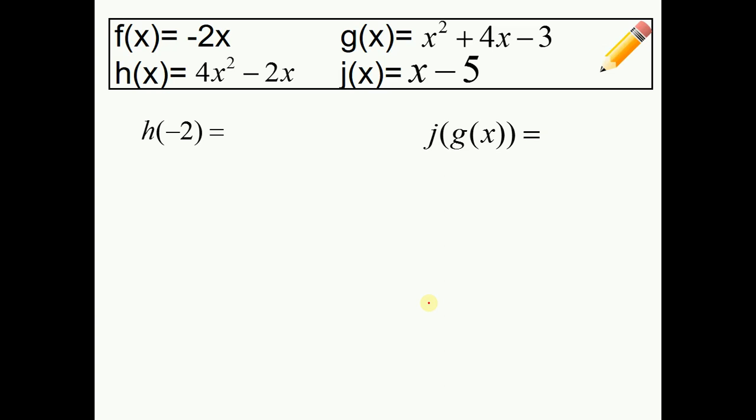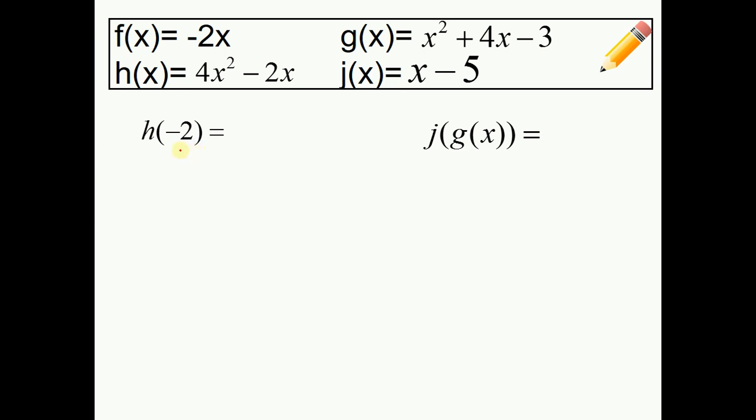So, let's take a look here. I have a couple of functions here. I have f of x, he is negative 2x. I have g of x, he's x squared plus 4x minus 3. I have h of x, he's 4x squared minus 2x. And then g of x is x minus 5. First problem we need to solve. H of negative 2.